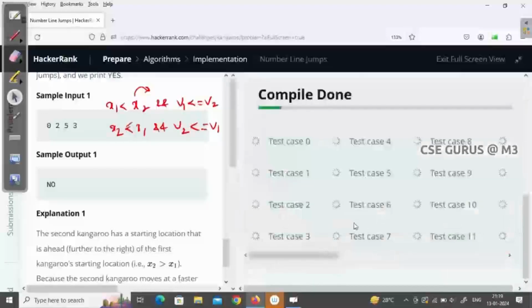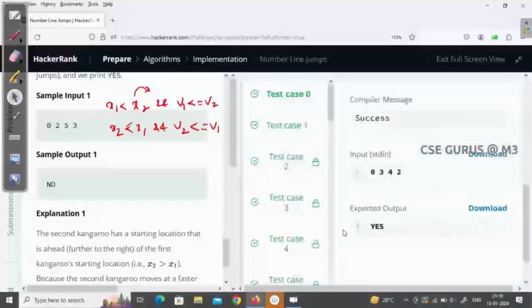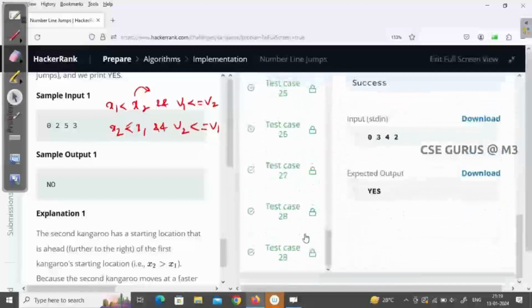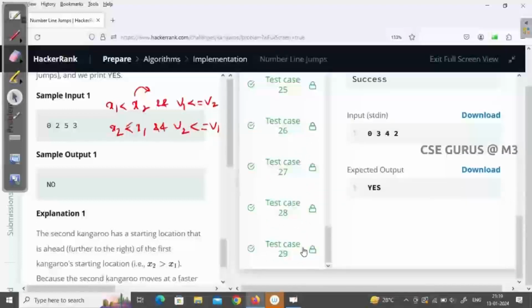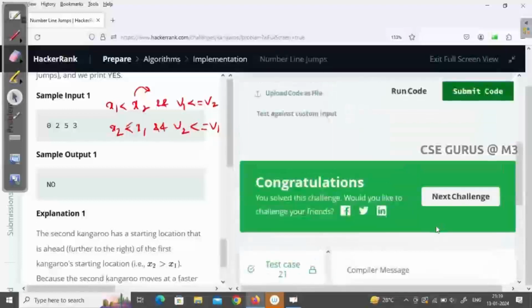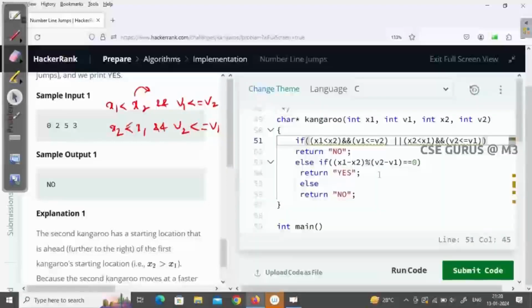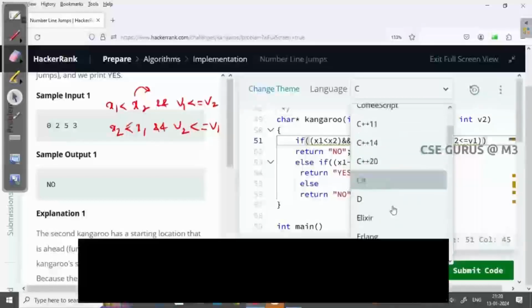Anyway, submit the code. Will all 11 test cases pass? Absolutely. No, it's more than that. Totally 29 test cases all passed. So this is the code in C language. Now we'll try to write the same in Java also. So I'll try to make it in Java.